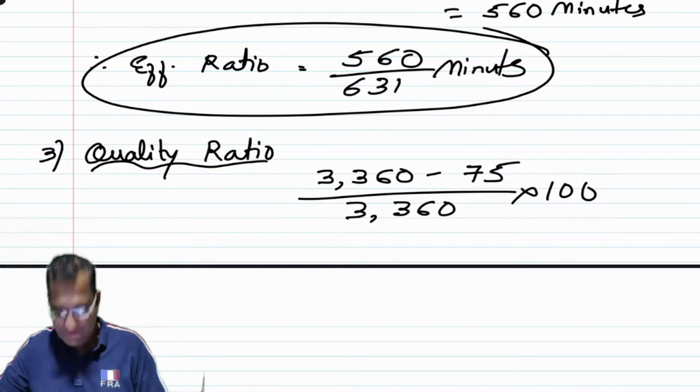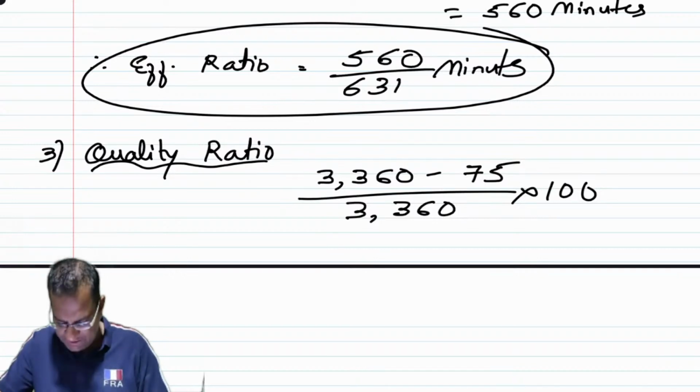ओके बेटा, कैलकुलेशन देख लीजिएगा. I think I have committed a mistake. Actual time is 629 minutes instead of 631 minutes. तो आप कैलकुलेशन देख लीजिएगा बेटा अपने एंड पे.